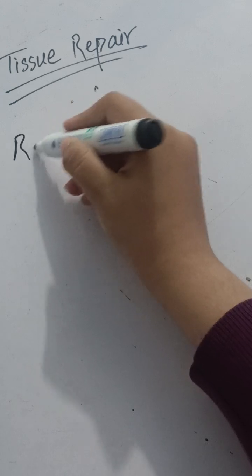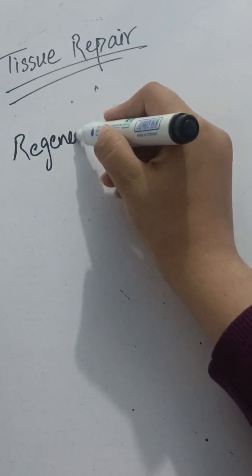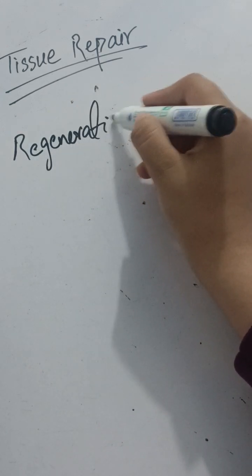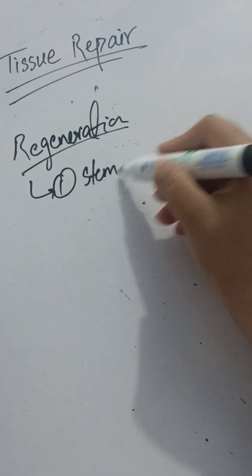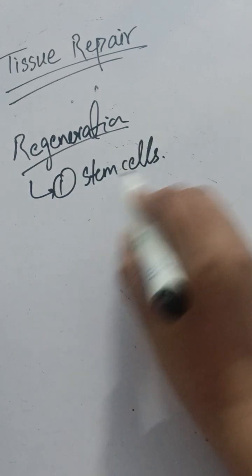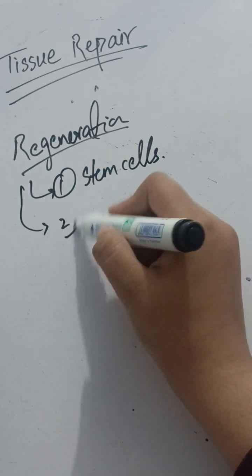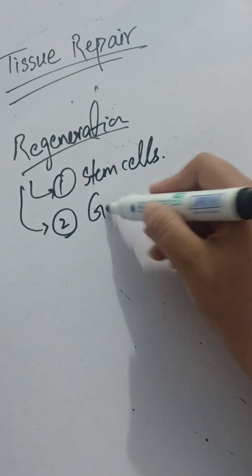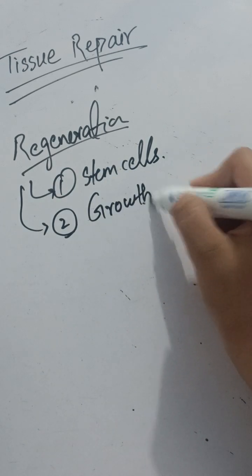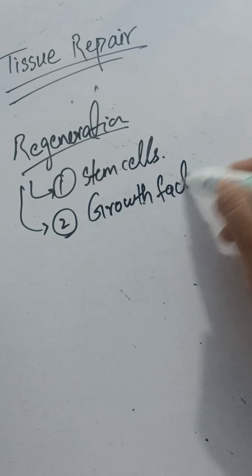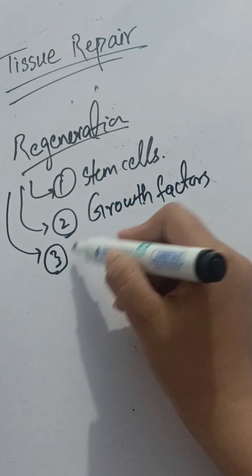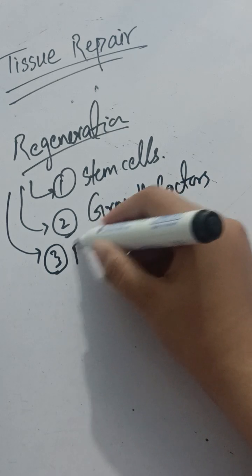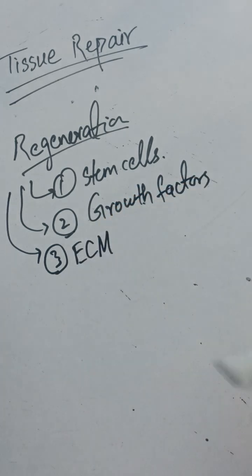For regeneration, we need three things. First, your stem cells. How many types of stem cells have we studied now. Second thing that you need is the growth factors. They will stimulate all your stem cells to grow. And third thing that also affects the regeneration is your ECM, extracellular matrix.